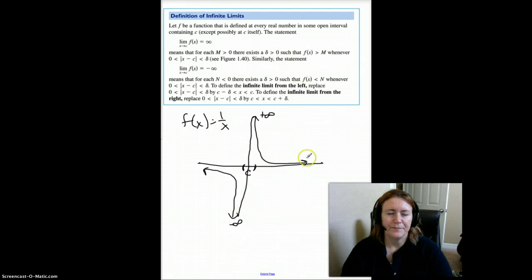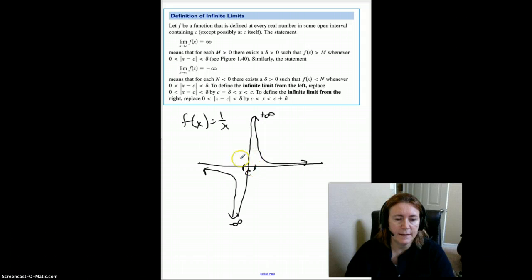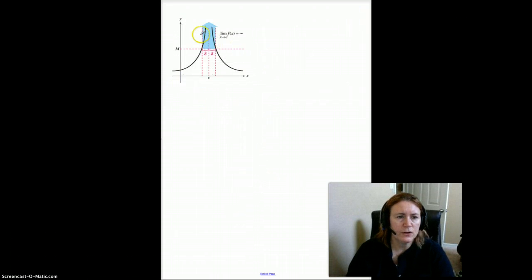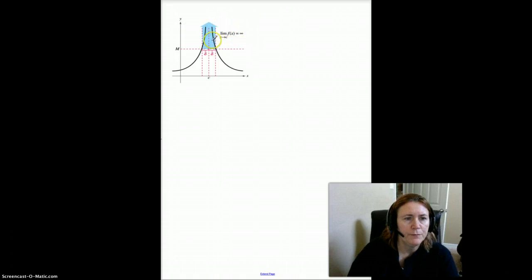Now please note, I'm not saying the limit is infinity, or that infinity is a number. It's a concept. Basically what this is saying is the limit fails to approach a number at c, or in this case 0. Let's look at this example right here. This is better than my diagram because I'm terrible at diagrams. But if this is my value M, the closer you get to c, and the smaller you make this delta, the more unbounded the function appears to become.